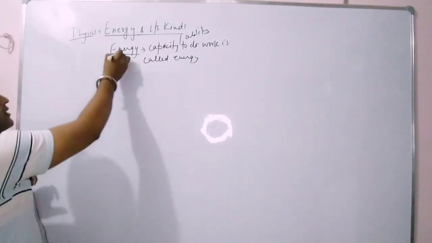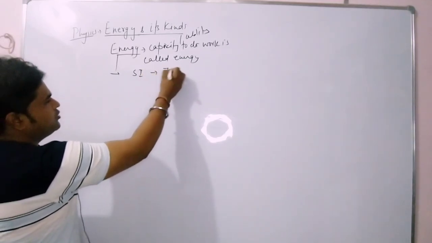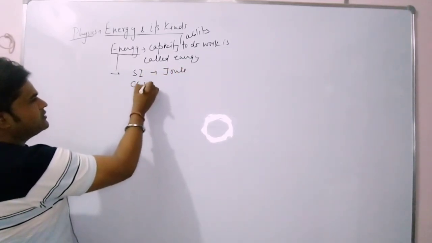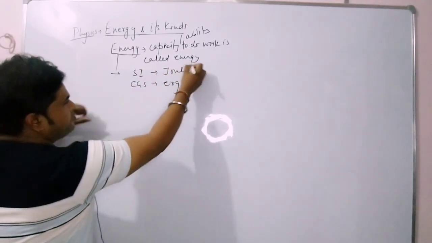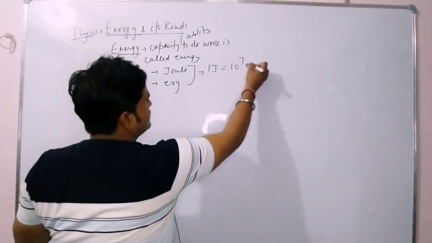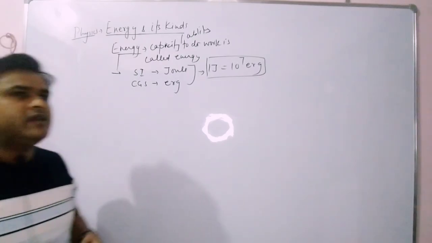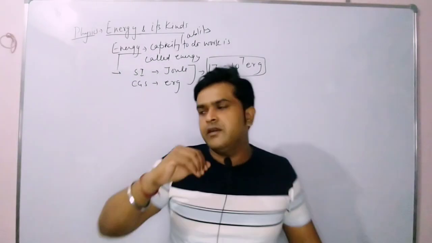So energy के लिए भी अगर हम लोग बात करें, so SI unit is joule and CGS is erg. ठीक है? And if we talk about the relationship, 1 joule is equal to 10 to the power 7 erg. ठीक है? So this is the same thing that we have studied in work also because they are interrelated.